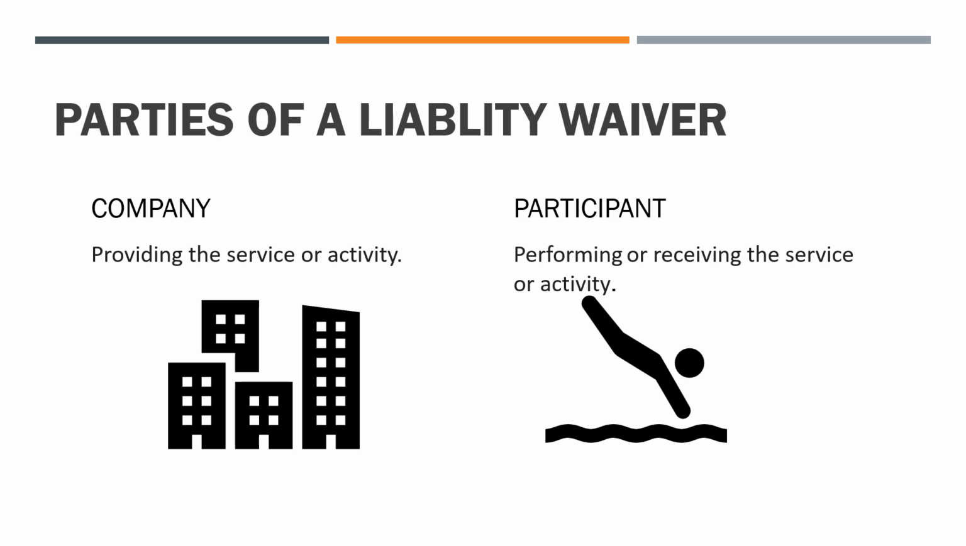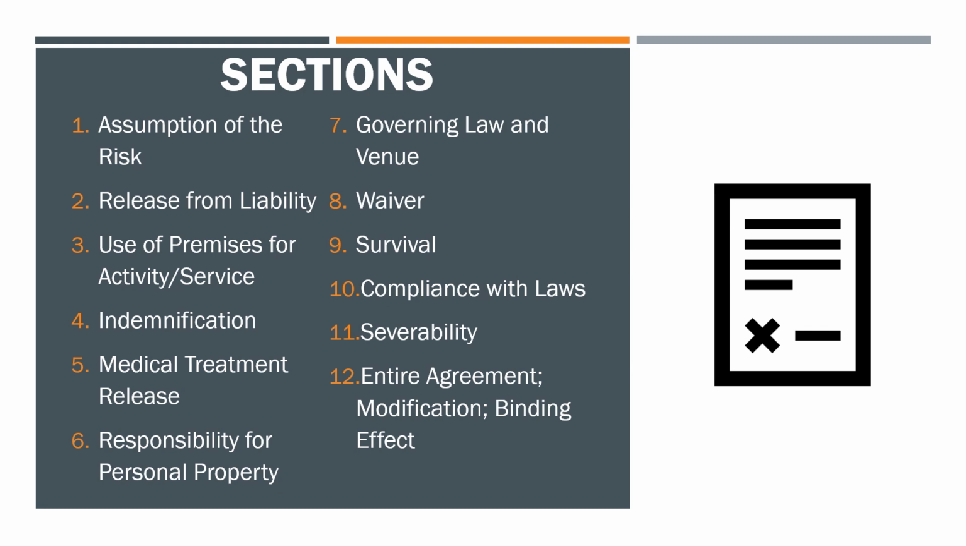There are two parties of a liability waiver. There's the company, you, that will be providing the service or activity, and then there's the participant, the person performing or receiving the service or activity. The sections of a liability waiver are the ones laid out here. These are the typical sections. Some can vary based on the activity or service.